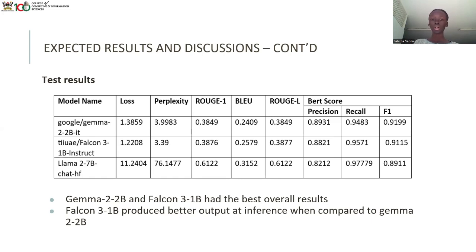When you look at Llama and its high BLEU score, we can deduce from this that the generated text, or the predicted text, for the Llama model had better or closer textual similarity when compared to the actual text.